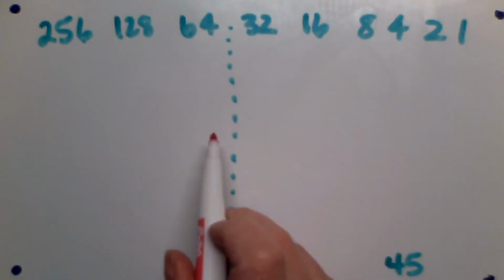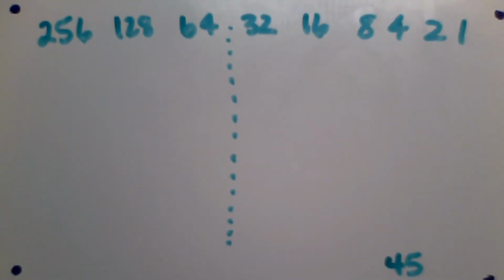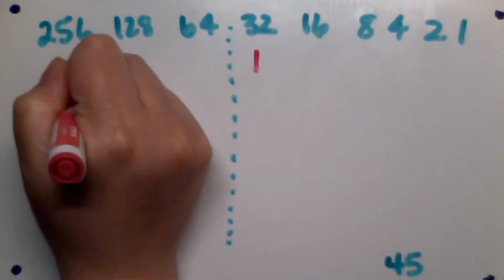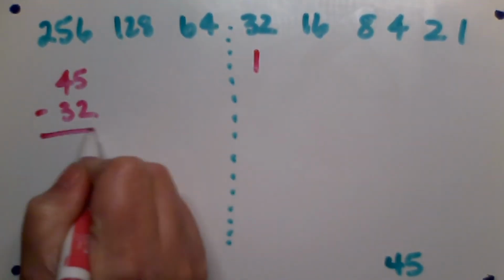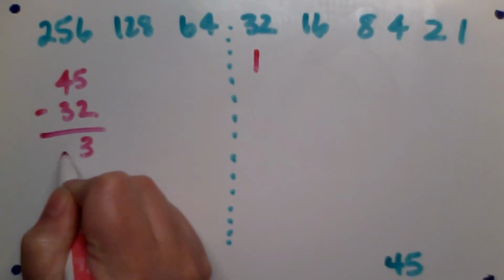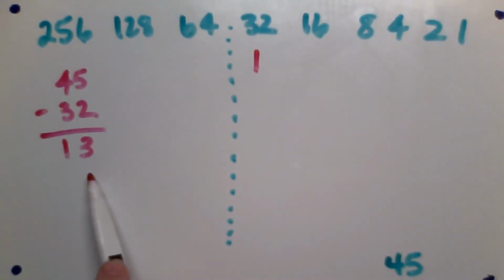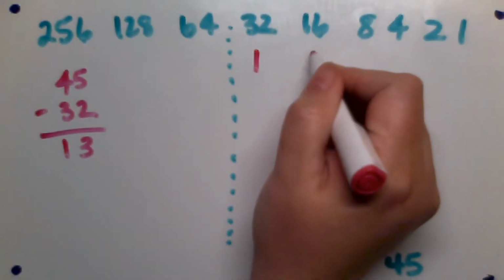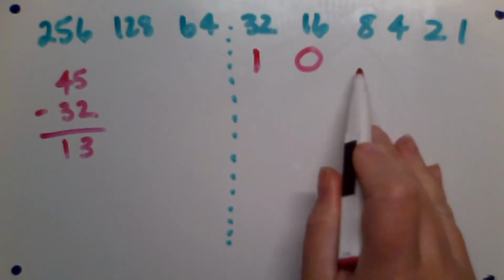So the first thing we want to look at: can a 32 go into a 45? The answer is yes. So we're going to put a 1 there. Now we have to figure out how much is left. So we're going to take 45 and subtract 32, and we will get, as a leftover, 13. Can 16 go into 13? The answer is no. So we're going to put a 0 there. We don't have enough space to make any 16s. We'll move to our next number.